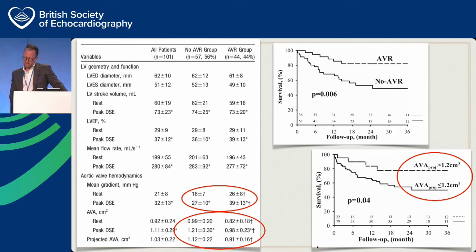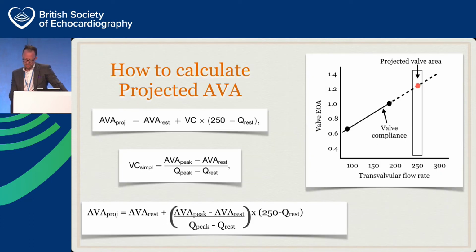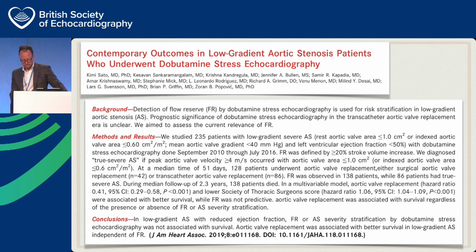So what that suggests is that as soon as your projected valve area is more than 1.2, the aortic valve is not important, which seems to correlate with that other study that they've done from conventional methods. That's how to measure it. It's a relatively complicated graph or formula, but we can do that. Just to show that it does work.